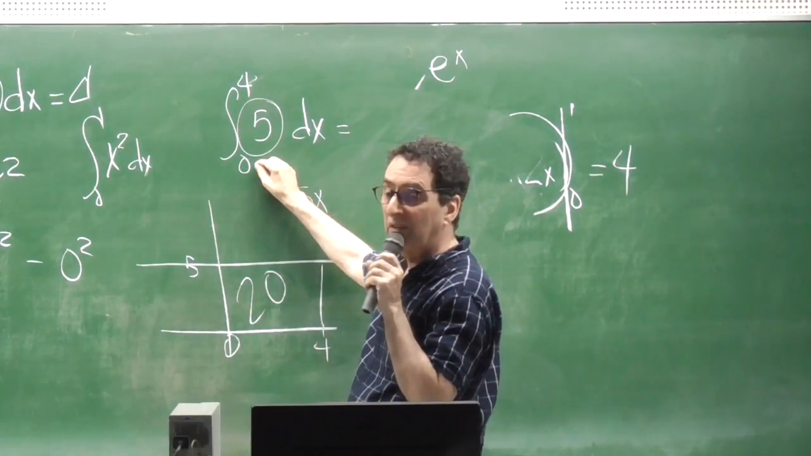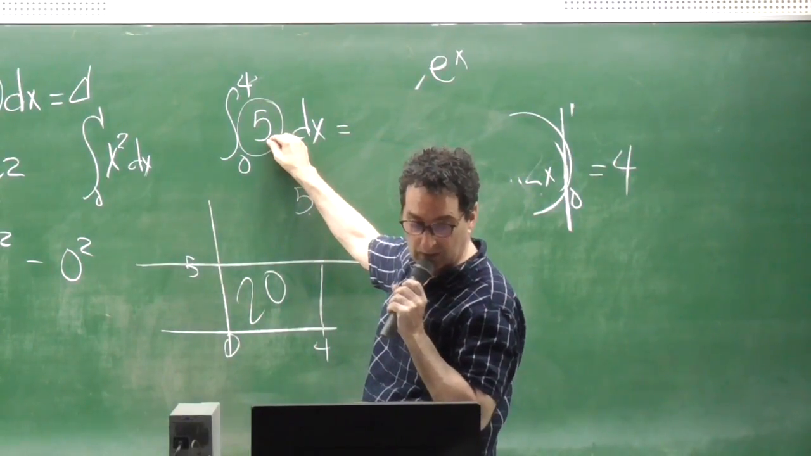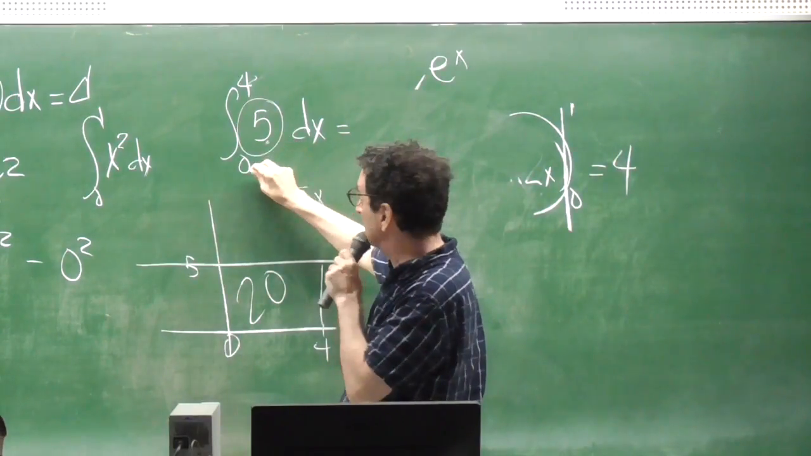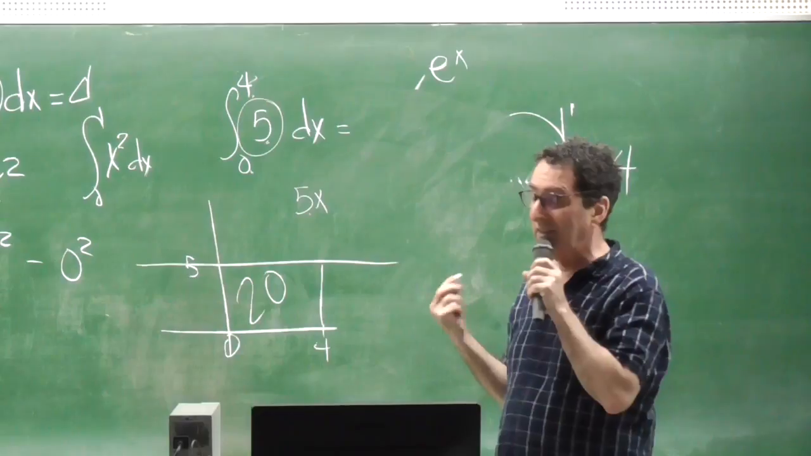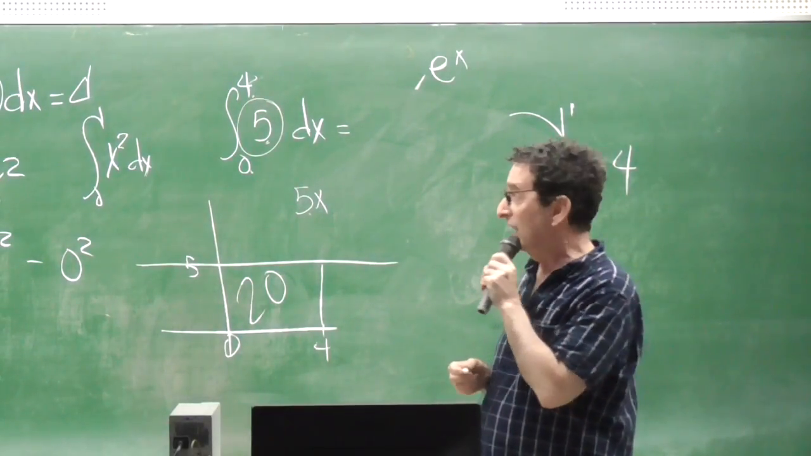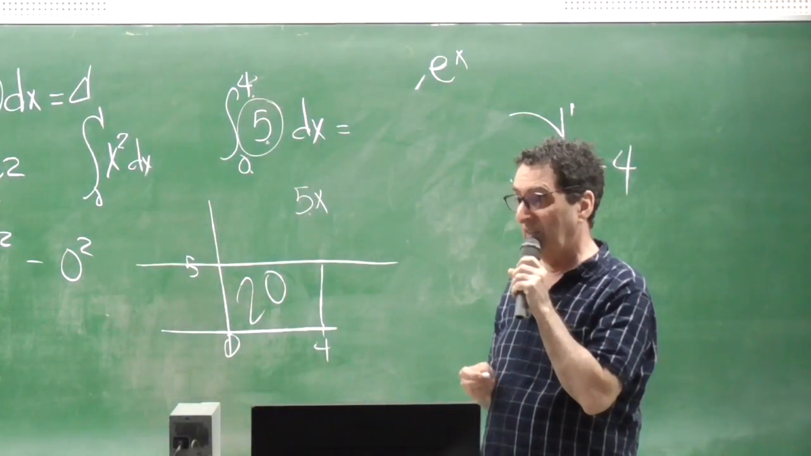Okay, this is called the integral of the function 5. This is called the integral of the function 5 between 0 and 4. Okay? And it means the area under the function 5 from 0 to 4. Alright?